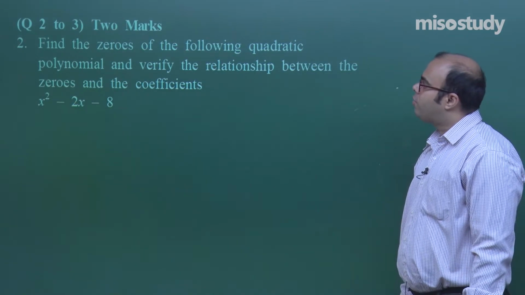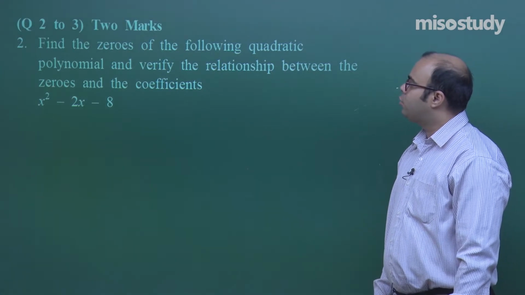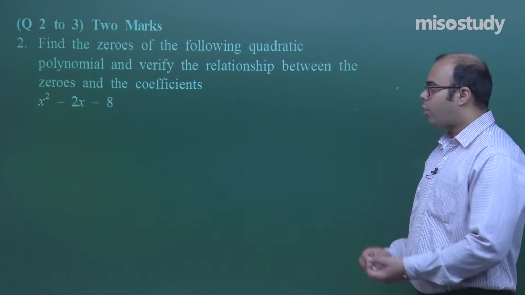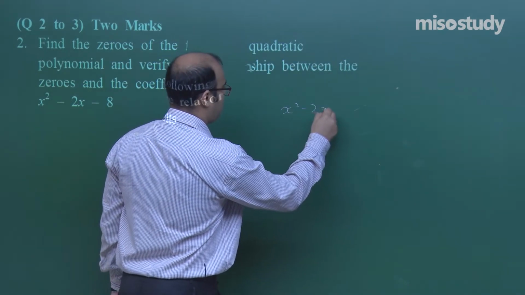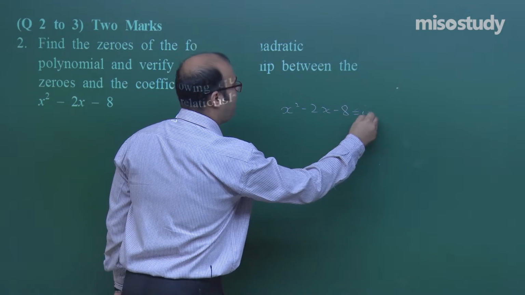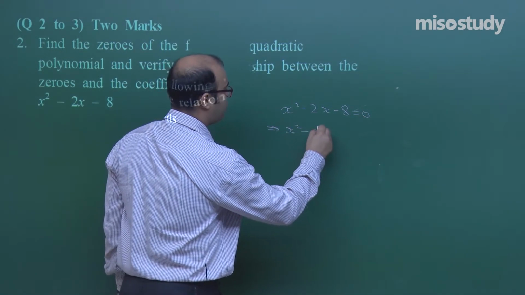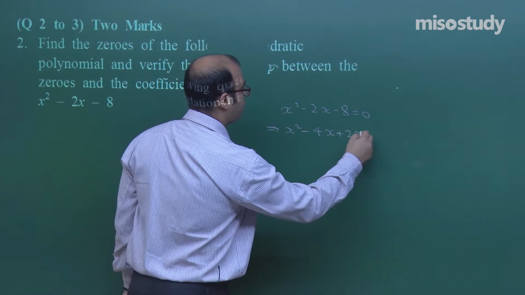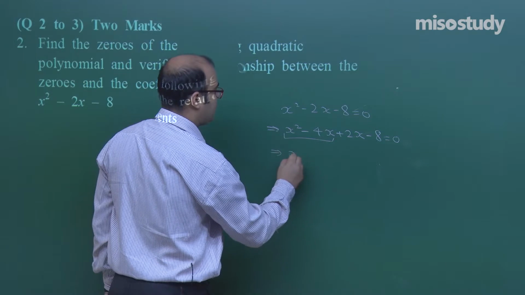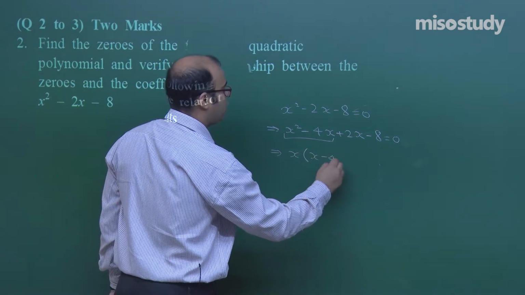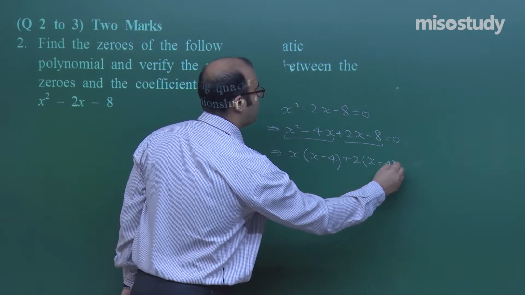Find the zeros of the following quadratic polynomial and verify the relationship between the zeros and the coefficients. The quadratic polynomial which is given is x square minus 2x minus 8. We have to find its zeros first. So, what we will do? We will do middle term splitting. We write minus 2x as minus 4x plus 2x minus 8 equal to 0. These two terms taken as such give x as common, so x minus 4, and in these two terms 2 is common, so x minus 4 is equal to 0.